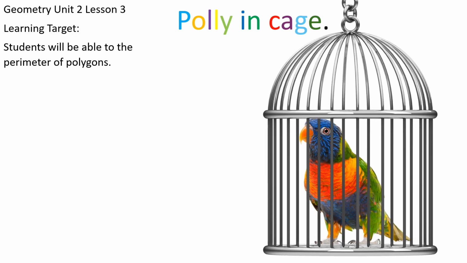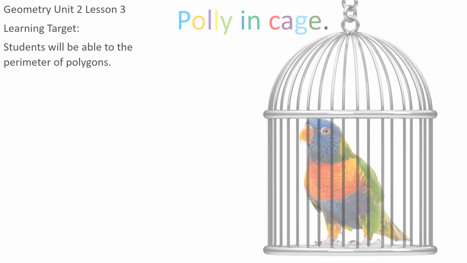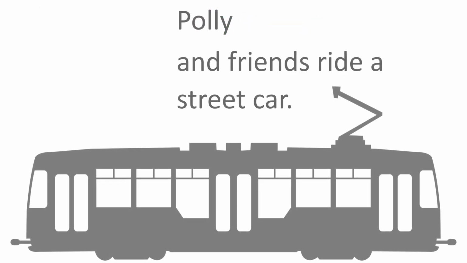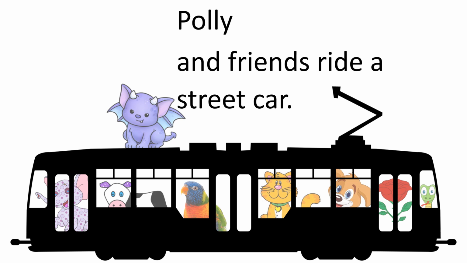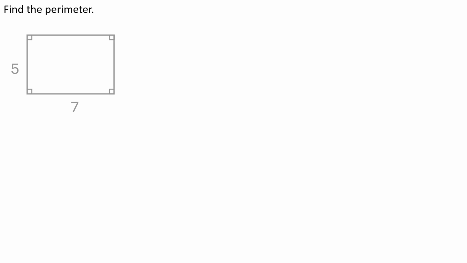Hey, we're going to be able to find the perimeter of polygons, and you're probably thinking you already know how to do this, so this should be a piece of cake. Ooh, hey, Polly's living the good life now, taking a streetcar with all those friends. Of course, if we want to find the perimeter, real simple, just add up every side of the polygon.